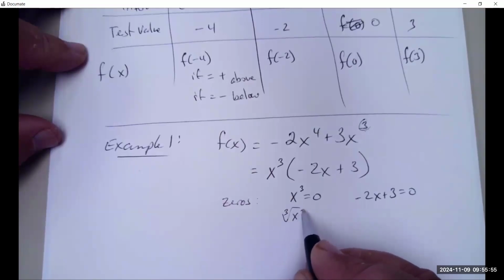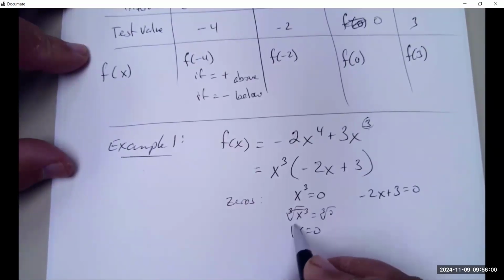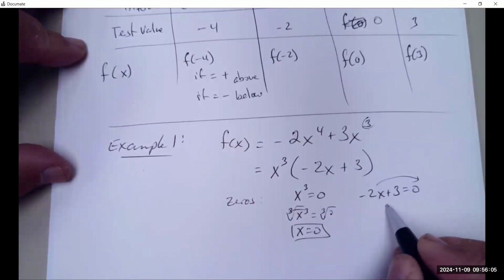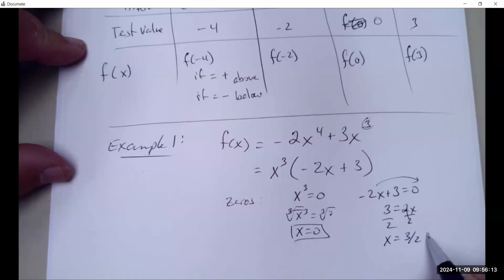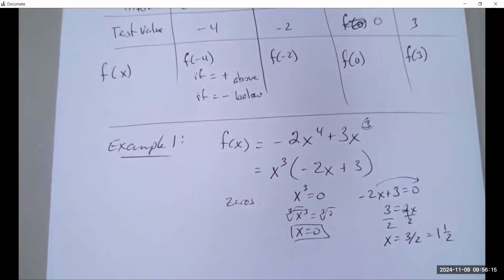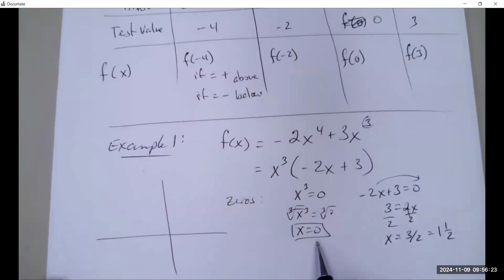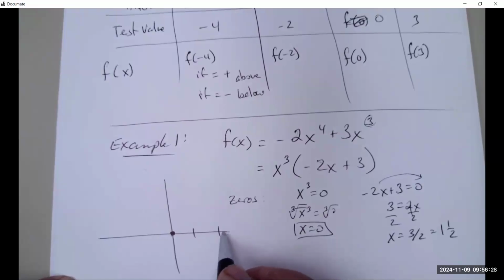Take the cube root of both sides. So x is equal to 0. That's 1, 0. And then move the 2x over there. So 3 equals 2x. So x is equal to positive 3/2, or 1 1/2. Those are my x-intercepts. So my x-intercepts are at 0 and 1 1/2.